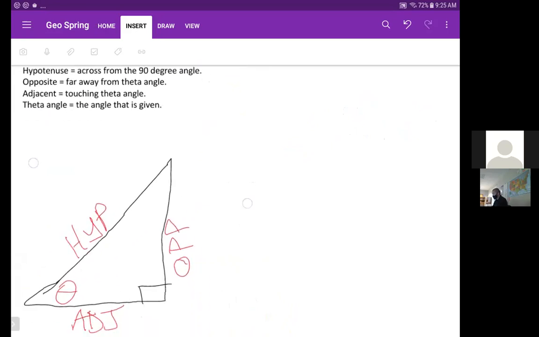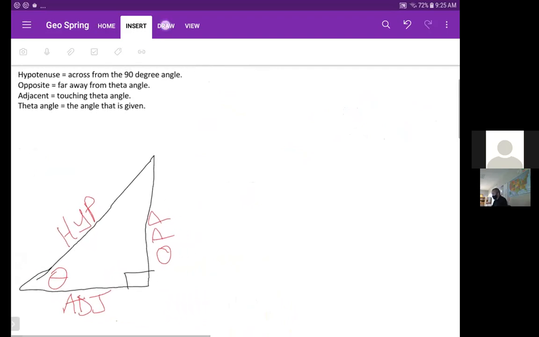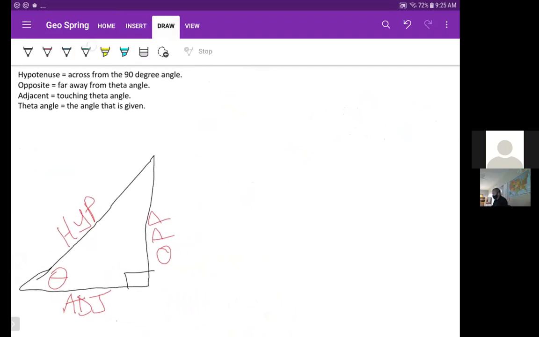The opposite side. Okay, so look, theta is the symbol we use for the angle. So this is your theta right here. The hypotenuse is always the one that's crossing the 90. The adjacent and the opposite depend on where this symbol is. Adjacent means touching. So this is the one that touches that angle. So that's the adjacent. This is touching. And then this is the opposite. So this one is on the opposite side of the angle.